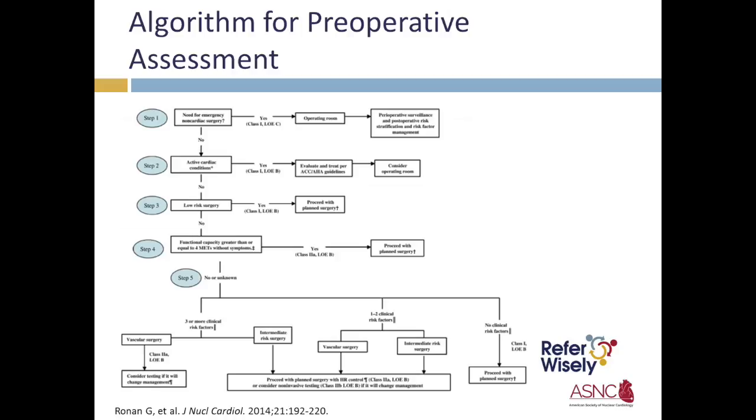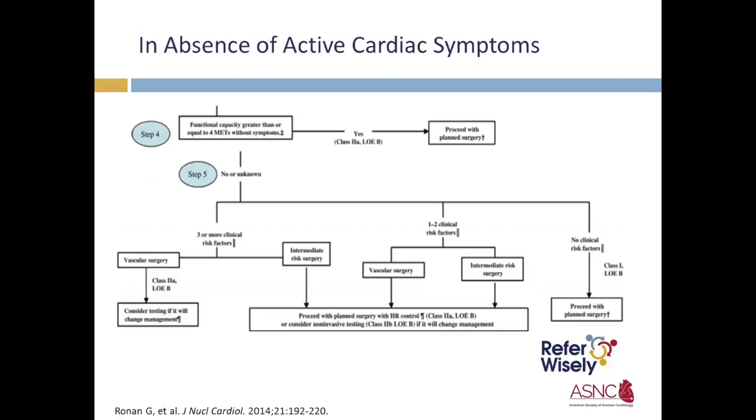And step 4 begins to evaluate functional capacity. If the patient has preserved functional capacity, that is, they can do 4 or more METs without symptoms, then one could proceed with surgery. And step 5, which is blown up on the next slide, talks about patients who have unknown or a poor functional capacity. And as you can see in the lower left slide, in patients such as ours who have 3 or more clinical risk factors undergoing vascular surgery, it is reasonable to proceed with cardiovascular testing if it will change management.